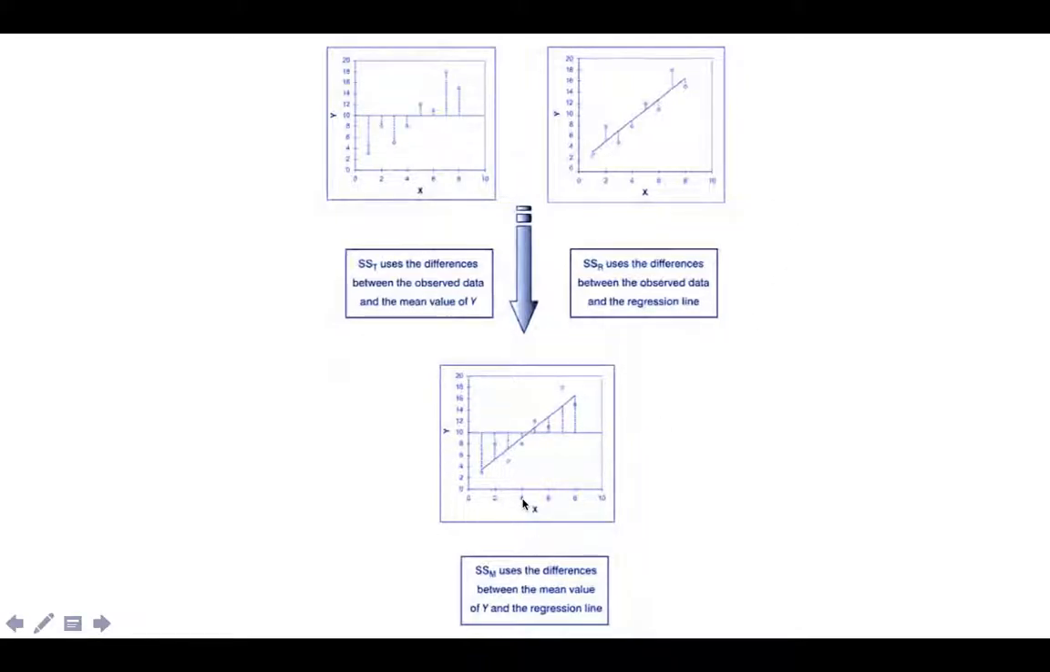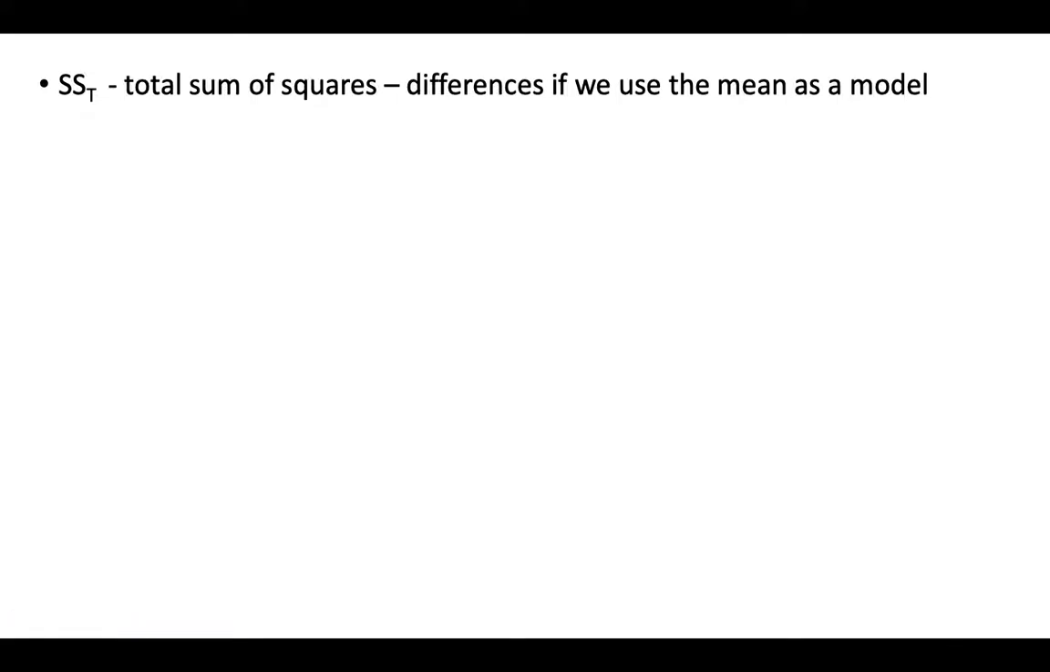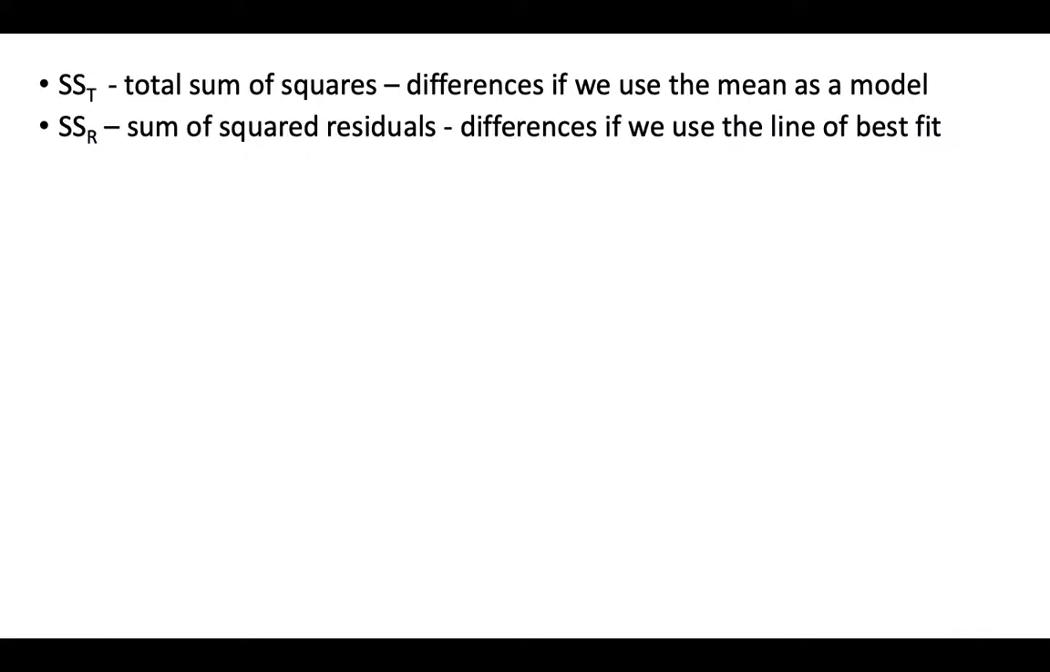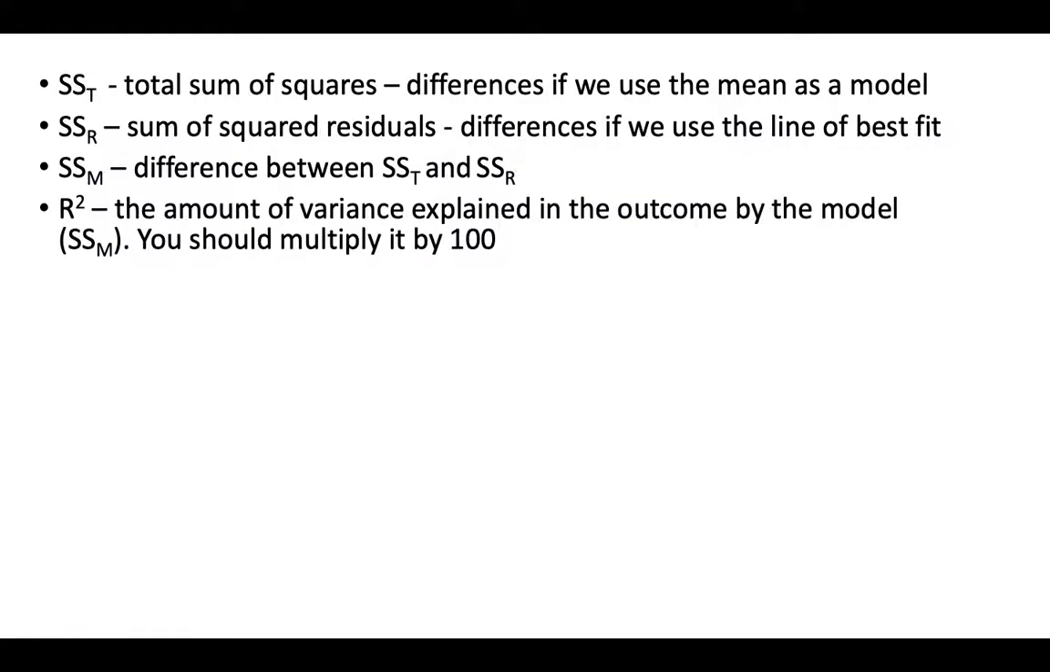And the third figure is the difference between the total sum of squares and the sum of squared residuals. Okay, so this is the model sum of squares. Okay, so you are familiar now with the total sum of squares, the differences if we use the mean as a model; the sum of squared residuals, the differences if we use the line of best fit; and the model sum of squares, which is the difference between these two. Based on these values, you can calculate the R square. So this is the amount of variance explained in the outcome by the model. And you should multiply it by 100.